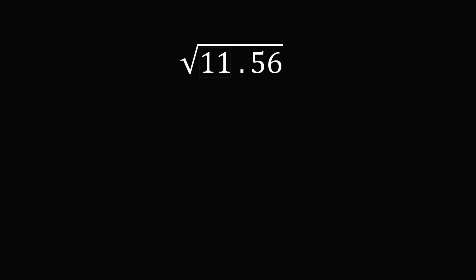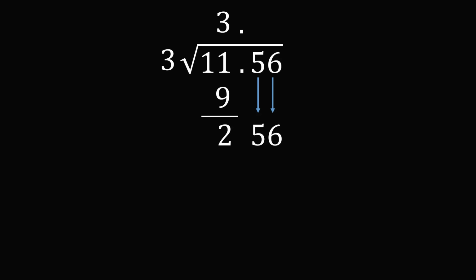So as usual, we start out by analyzing the first pair, which is 11. So what square does not exceed 11? That will exactly be 3 squared, which is equal to 9. 11 minus 9 is equal to 2. We now have a decimal point, so that's going to appear in the answer at this point. But for the rest of the calculation, we can just kind of ignore this decimal point. So we're going to bring down the next two numbers of 5 and 6.